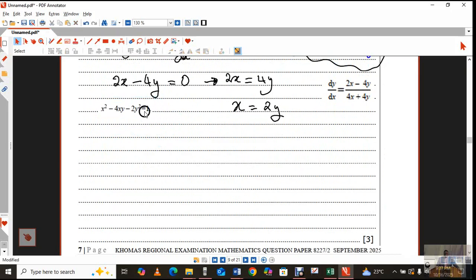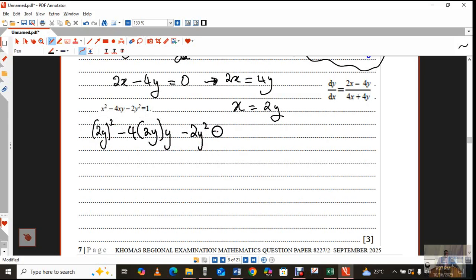So I want to substitute that x value everywhere where I have x. I'm going to substitute 2y for x in order for me to see what the equation is. So this is going to be 2y squared in the place of x, minus 4 times 2y times y, minus 2y squared is equal to 1. This is giving me 4y squared minus 8y squared, minus 2y squared is equal to 1.